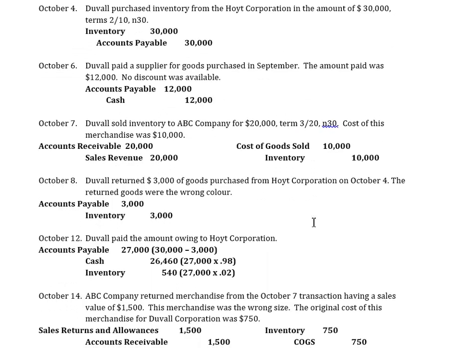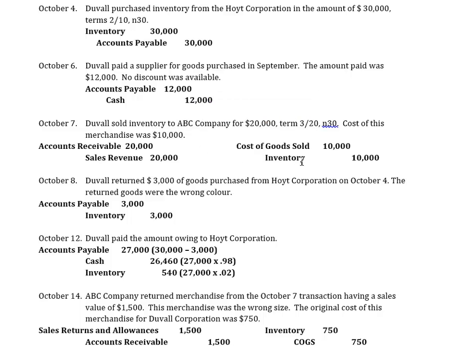So they're going to credit cash $12,000. Now, on October the 7th, something different happens. Duval is selling to its customer, ABC Company, for $20,000. And ABC, if they pay within 20 days, can take a 3% discount, but they have to pay the bill within 30 days. The inventory that Duval is selling to ABC, Duval originally paid $10,000 for it.